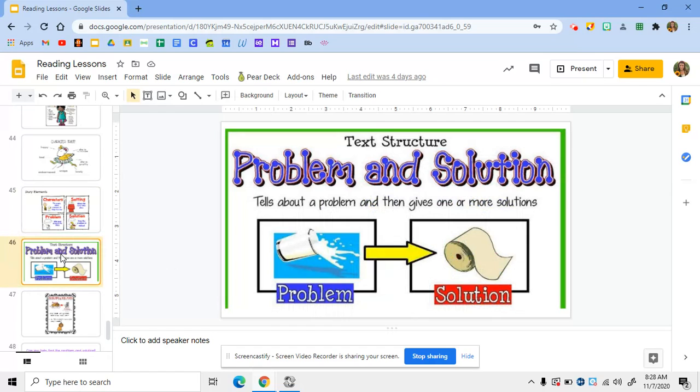So let's take a look at this slide. I see that someone spilt a glass of milk. That would be the problem. Let's look over here. How do you think they solved it? If you guessed by getting paper towels to clean it up, you would be correct. So that's just one example of a problem and a solution.